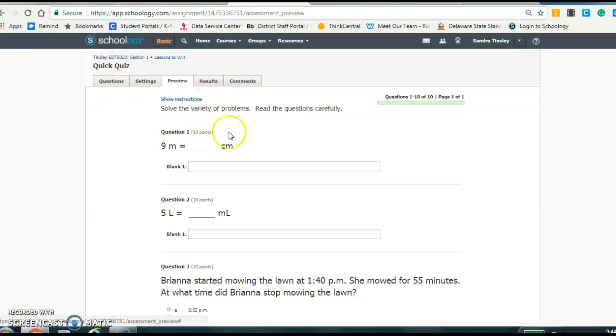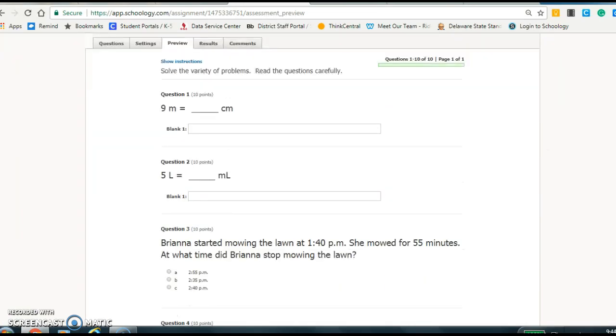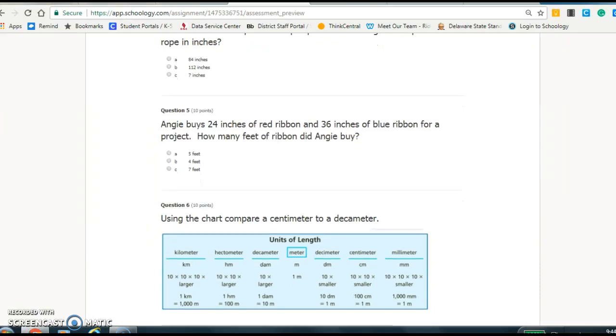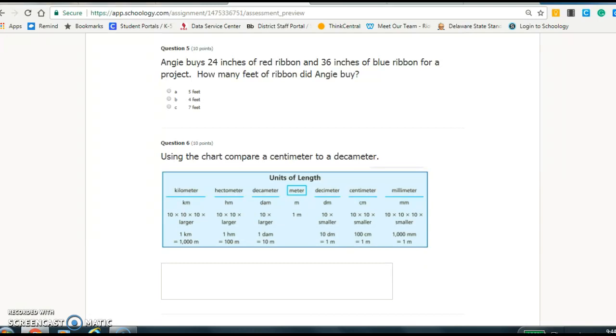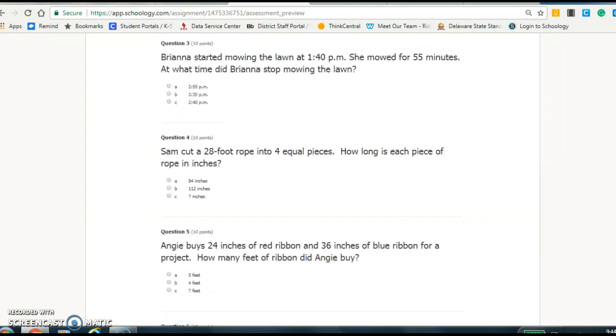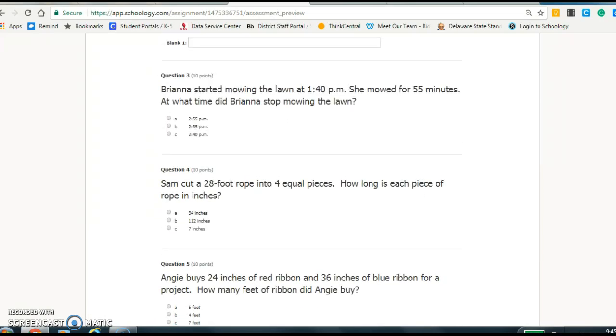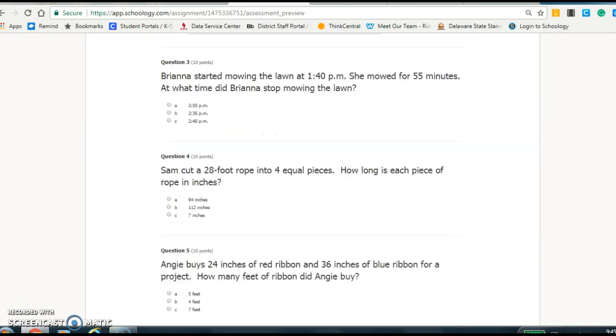They'll look at the instructions. It says solve the variety of problems. We read the questions carefully. They'll read the different variety of questions. They're different levels of Bloom's taxonomy. We have a higher level question where they compare a centimeter to a decameter. They'll do elapsed time. They'll convert meters to centimeters, liters to milliliters.